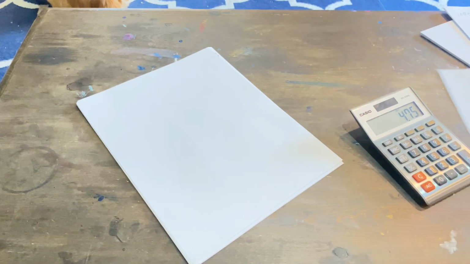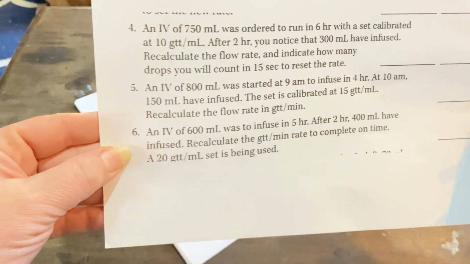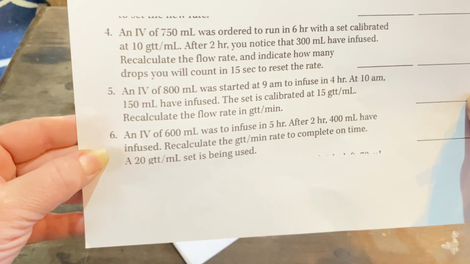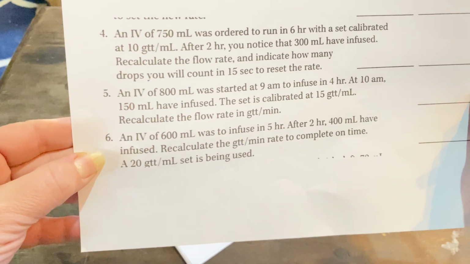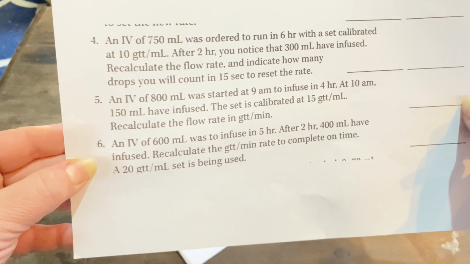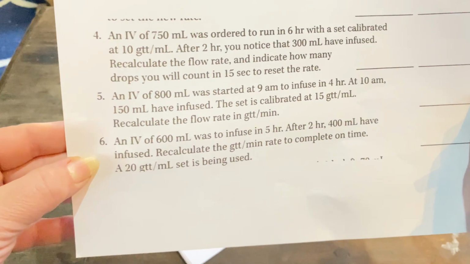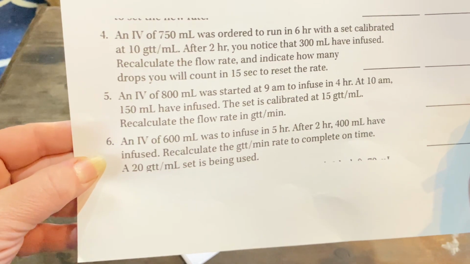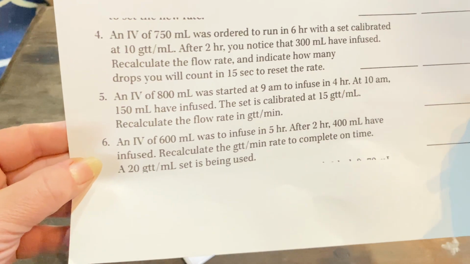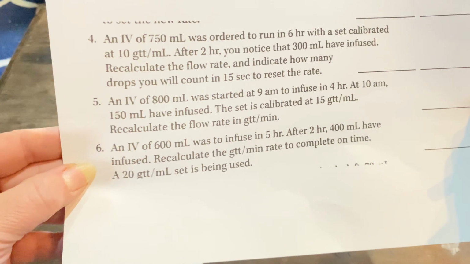Okay. So here we go again. All right, look at number 5. An IV of 800 milliliters was started at 9 a.m. to infuse in 4 hours. At 10 a.m., 150 milliliters have infused. The set is calibrated at 15 drops. Regulate the flow.